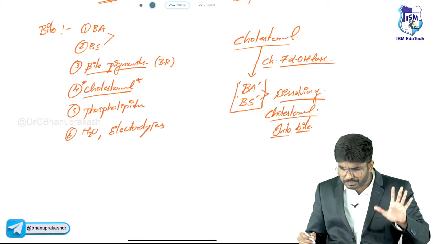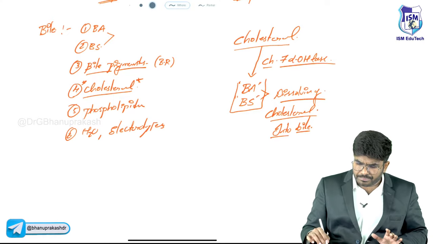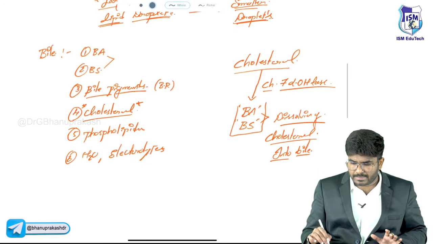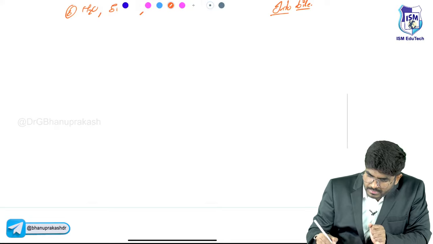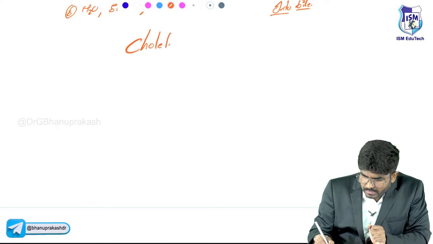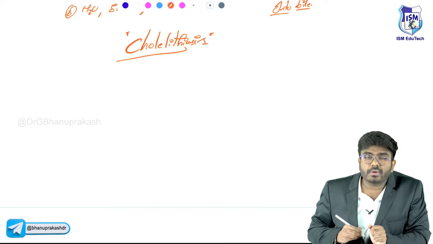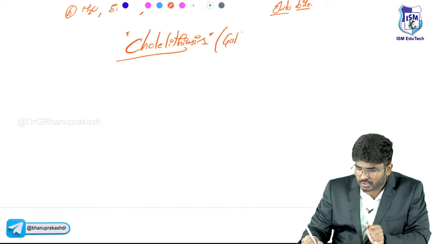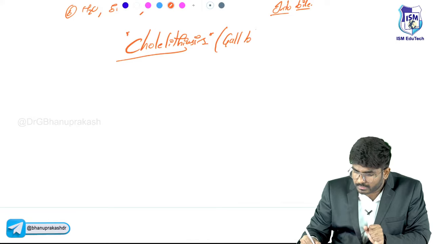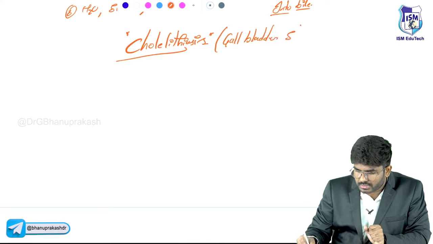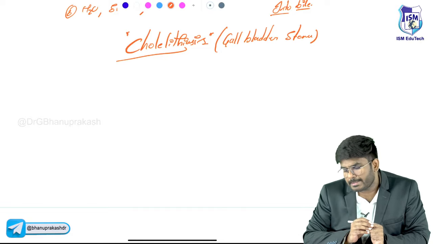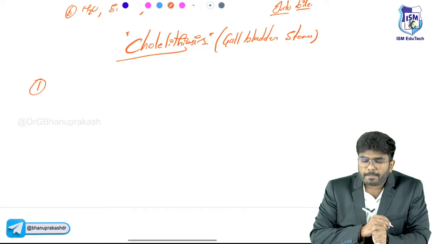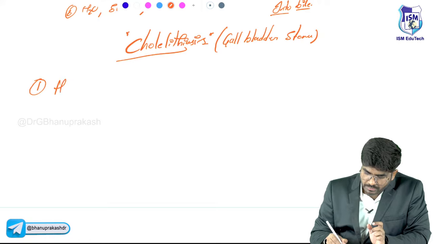Now, let's see some important causes for gallstones. So the topic, let's begin: cholelithiasis. What exactly is cholelithiasis? Cholelithiasis means gallstones, stones in the gallbladder. Why can one have these gallbladder stones? The reason number one, the most important reason, is hypercholesterolemia.